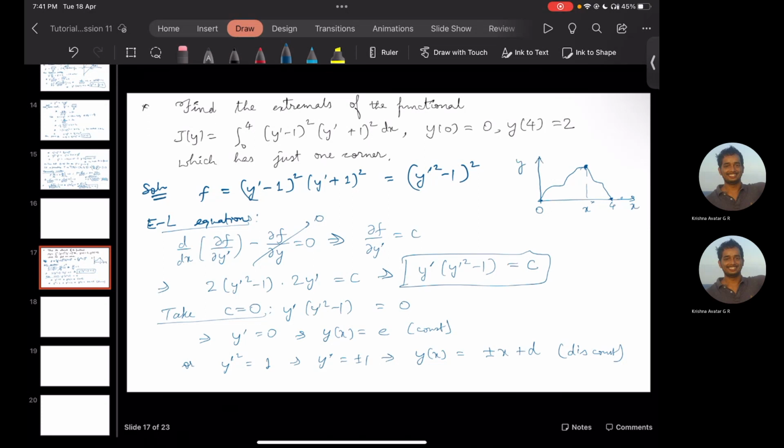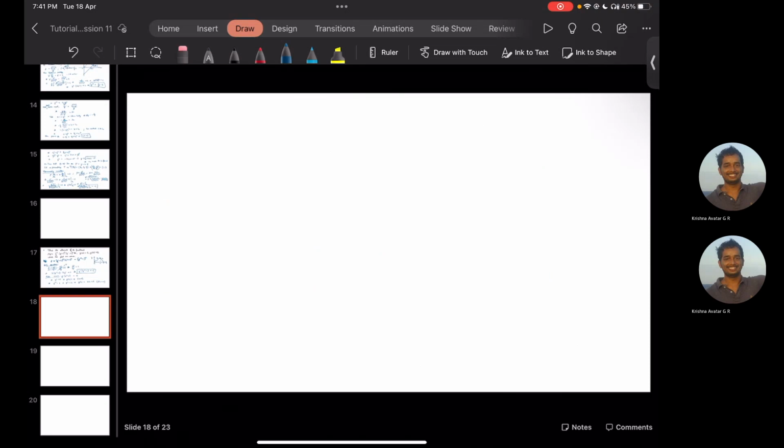And we need to determine the y star, and there's our solution y1 and solution y2 from the segments. Okay, now let's invoke our corner conditions, what we also call the Weierstrass-Erdmann condition.